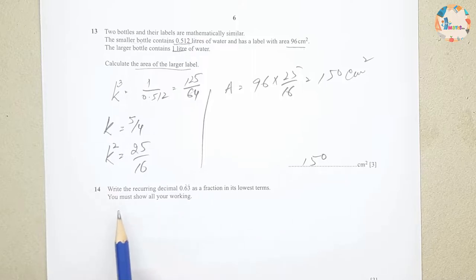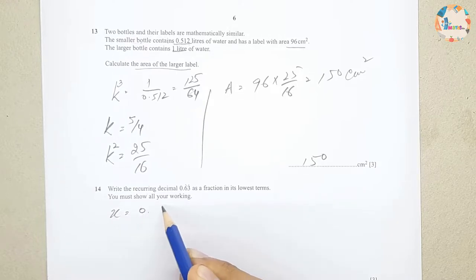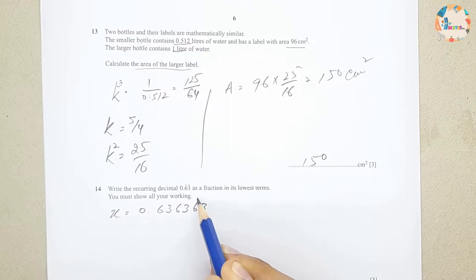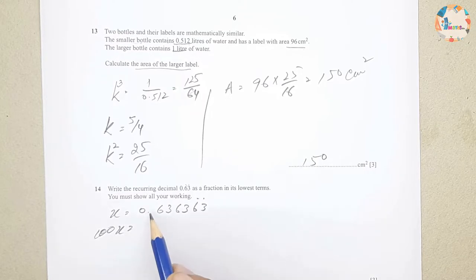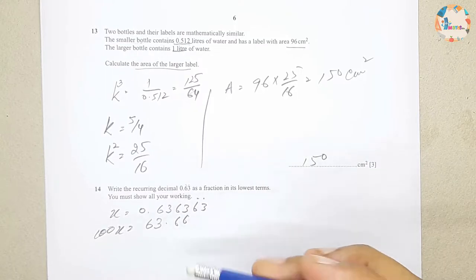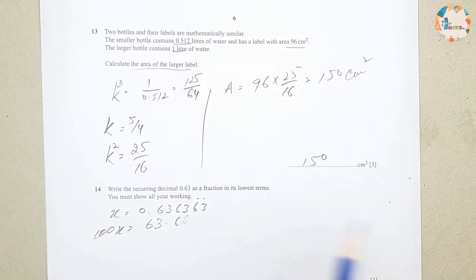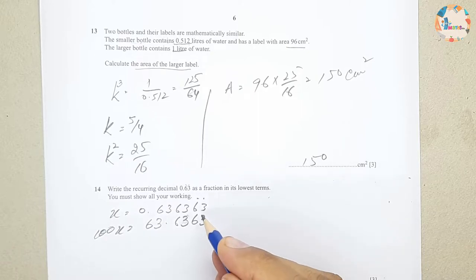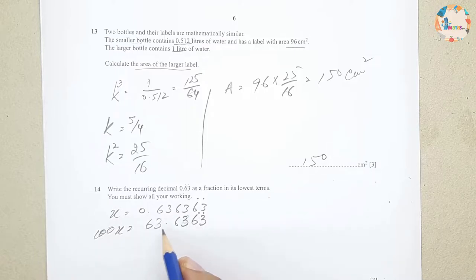Question number 14, write the recurring decimal 0.63 recurring as a fraction in its lowest terms. So we can take this one as x is equal to 0.636363, we can write more number of times. So 100x will be equal to, we can shift this to 63.63, and this will be a recurring indication also.